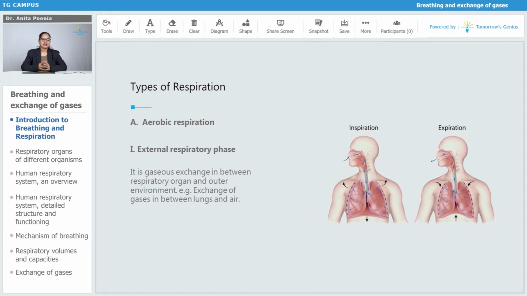In the external respiration phase, it is a gaseous exchange between the respiratory organ and the outer environment. For example, the exchange of gases that is happening between the lungs and the air. So you see inspiration and expiration, meaning inhalation and exhalation, taking place.